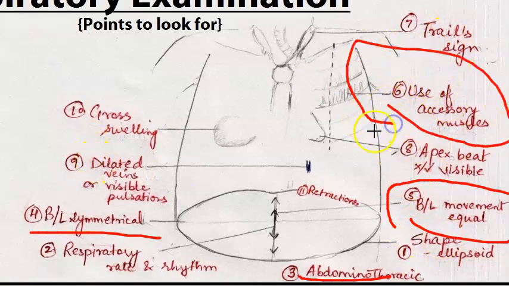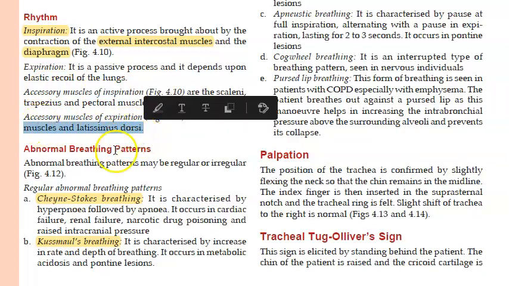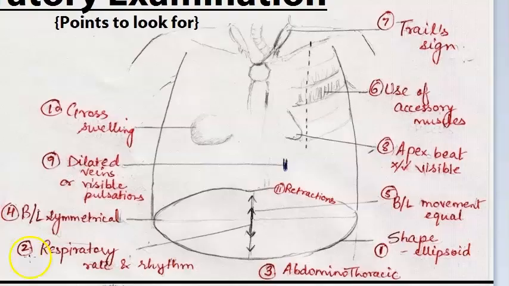Okay, then they're talking about use of accessory muscles. Is this person using accessory muscles to breathe? Accessory muscles would be the scalene muscle, the trapezius muscle, and the pectoral muscles. These are the accessory muscles of inspiration. If the person is using effort to expire also, then he will be using his abdominal muscles and the latissimus dorsi for expiration. Otherwise, expiration is a passive process.